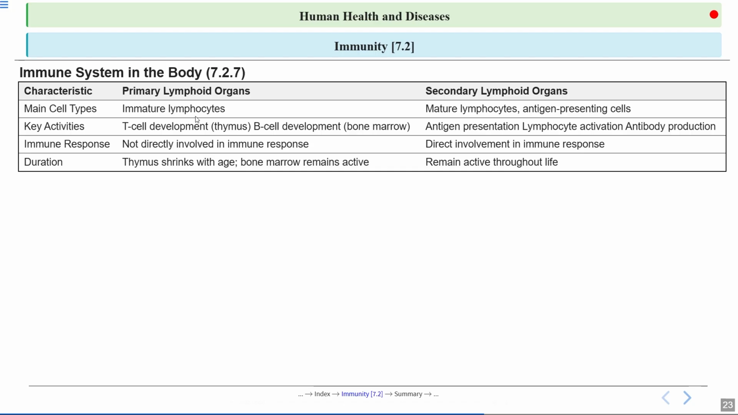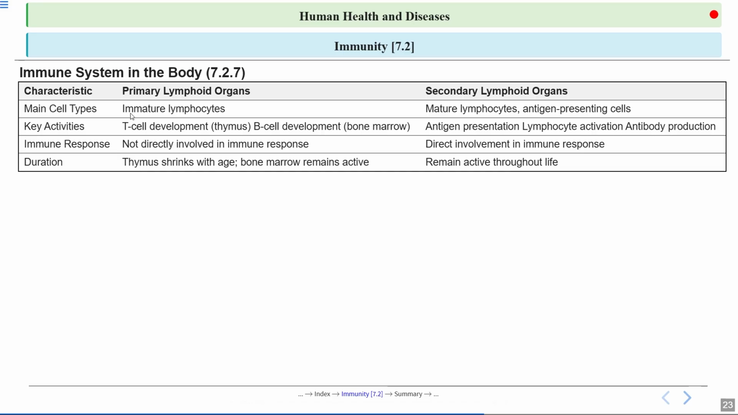Clear? Now, for the primary lymphoid organs, what are the key activities? T cell development, which occurs in the thymus, and B cell development, which occurs in the bone marrow. And for the secondary lymphoid organs, what are the key activities? Antigen presentation, lymphocyte activation, and antibody production. Then, regarding immune response, the primary lymphoid organs are not directly involved in immune response. The secondary lymphoid organs are directly involved in immune response.